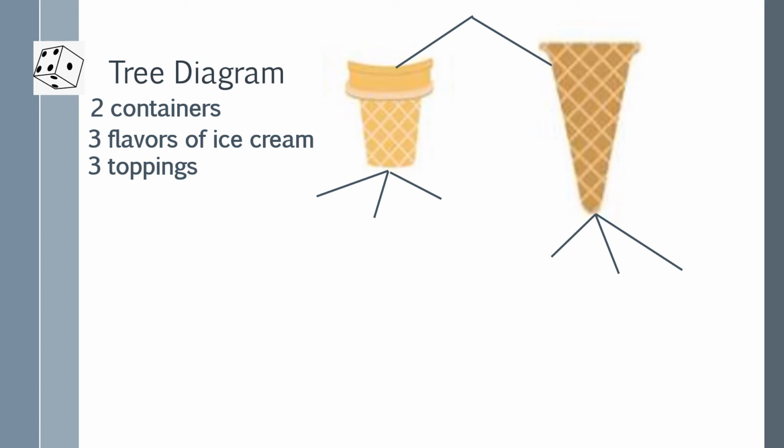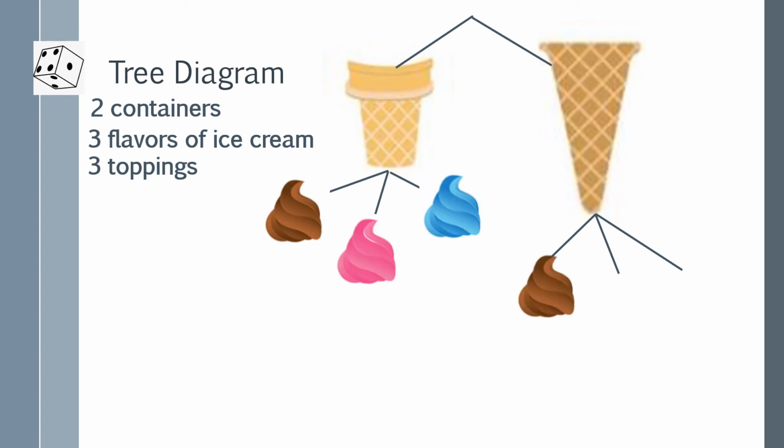Remember, with your drawing, you can make an abbreviation. You might put an R for the regular cone and a W for the waffle cone. And you can use letters for the types of ice cream as well. Since we have our 3 branches, let's not forget our types of ice cream: chocolate, strawberry, and cotton candy. We also have the choice of chocolate, strawberry, and cotton candy on our waffle cone.